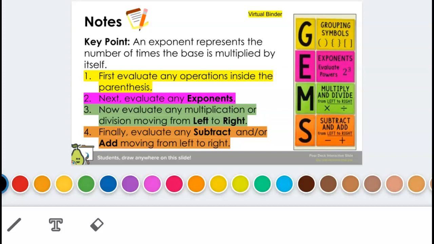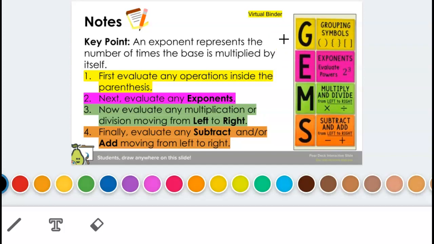So, key point. An exponent represents the number of times the base is multiplied by itself. We've talked about this already when we've looked at the definition of the base and the exponent. So now we're going to talk about the order of operations that we use when we are looking at an equation. The first thing that we want to do is first evaluate any operations inside the parentheses. So when you see these symbols up here, these different types of parentheses, you want to do the work inside those parentheses before you go out and beyond.